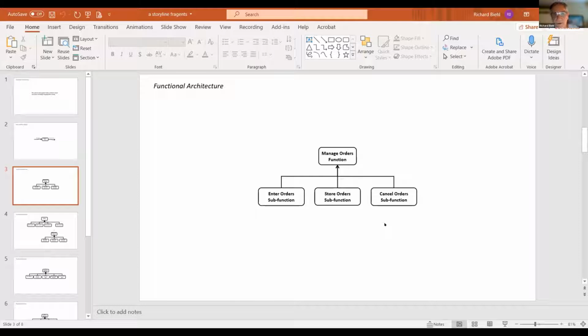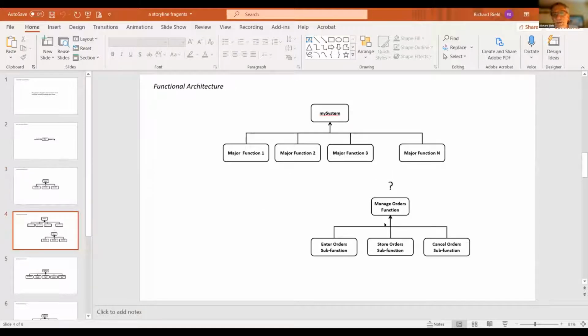Take the stock and flows that you've drawn and just arbitrarily create the functions necessary to implement them. And then you've got a bunch of bricks. Now you can arrange them into a wall. So yes, you still have to build a wall. So the ultimate question on functional architecture is, what are your major functions?